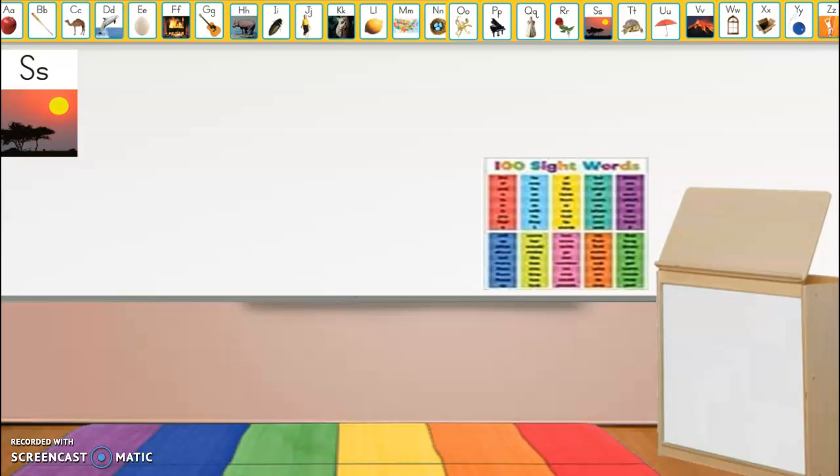Today, we will be reviewing the letter S. The letter S makes the sound S. Can you think of some words that begin with the S sound?